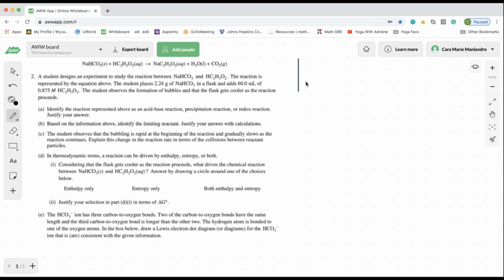Okay, so a student designs an experiment to study a reaction. The reaction is represented by the equation above. The student places 2.24 grams of sodium bicarbonate in a flask and then adds this acid, and then we're going to form bubbles and the flask gets cooler. So forming bubbles means that you have a gas being formed, and then the cooler means that it's an endothermic reaction.